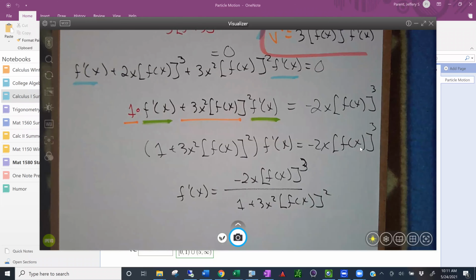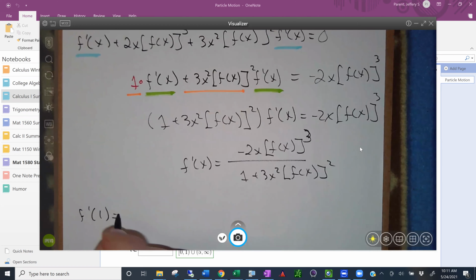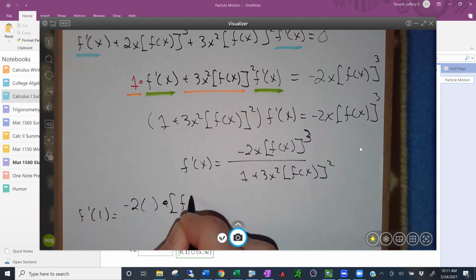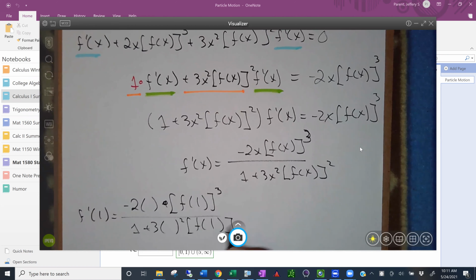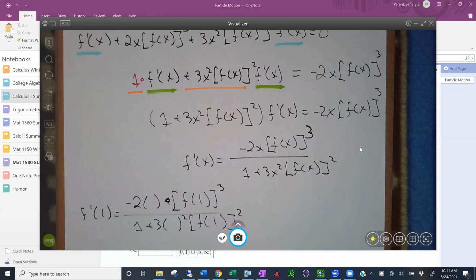Good news, we're almost done. We need to calculate f prime of 1, which is going to be -2 times 1 times f of 1 cubed divided by 1 plus 3 times 1 squared times f of 1 squared. I wasn't very consistent. I was meaning to put a 1 in red here.